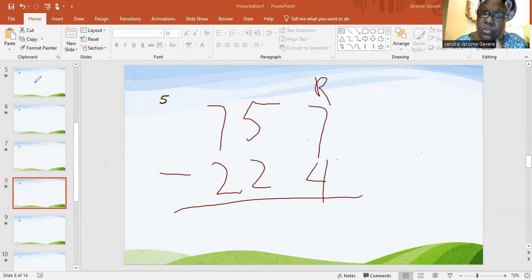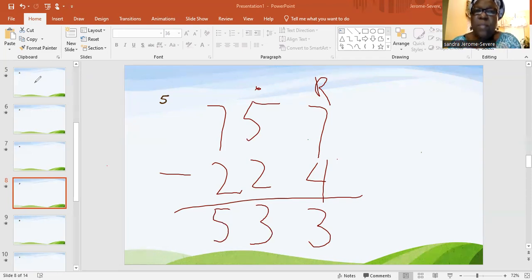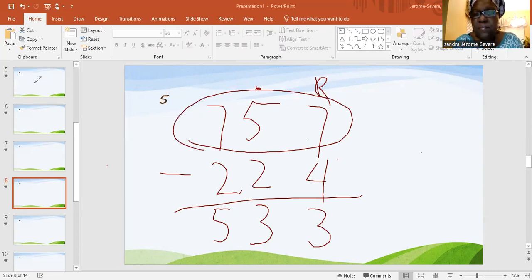So we have 7. Do you have enough to take away 4? Yes. So 7 take away 4 is what? If you see 3, let's go right here. 5 take away 2. If you say 3, 7 take away 2, and you should say 5. So we didn't have to borrow from our neighbor because the numbers on top here were big enough.